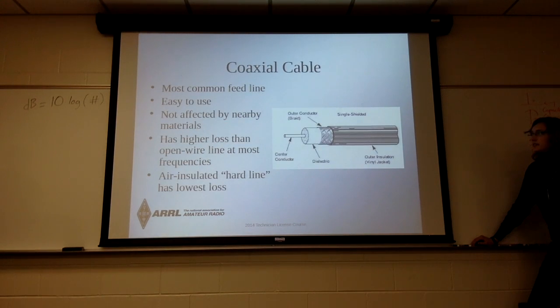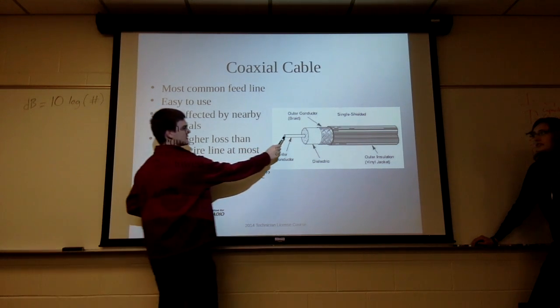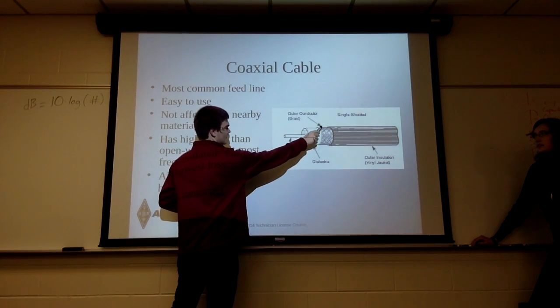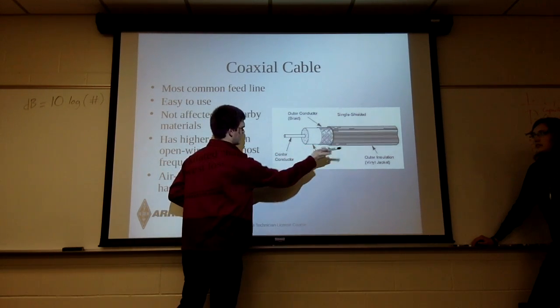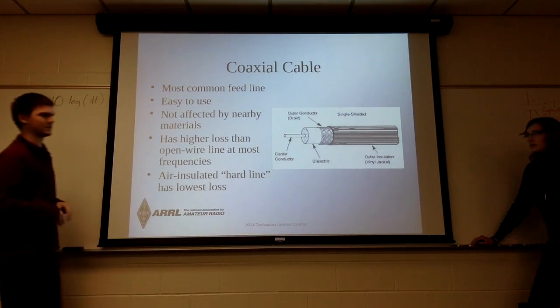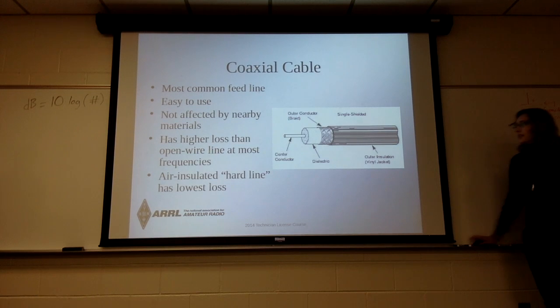cable. Once again, this is a coax cable. This is the center wire, and this is the metal braid that's around it. And they're separated by dielectric, and usually they put an outer insulation, because you don't want to be touching it while it's hot.